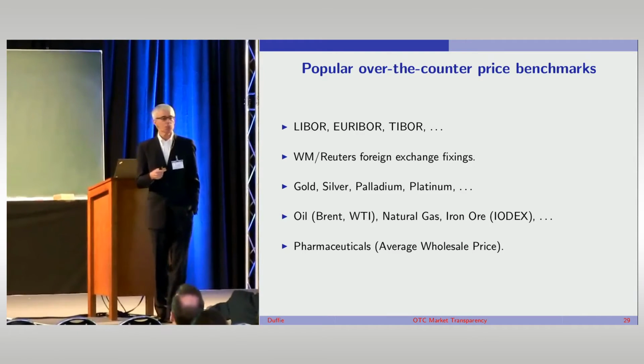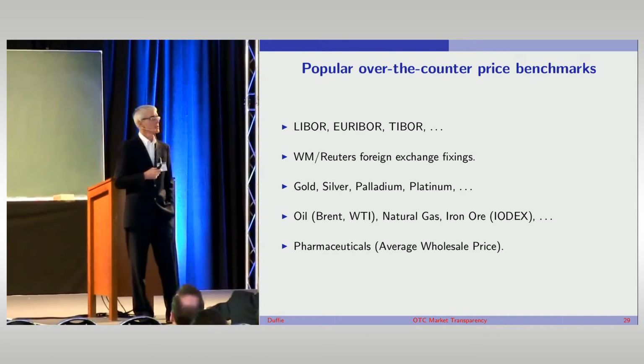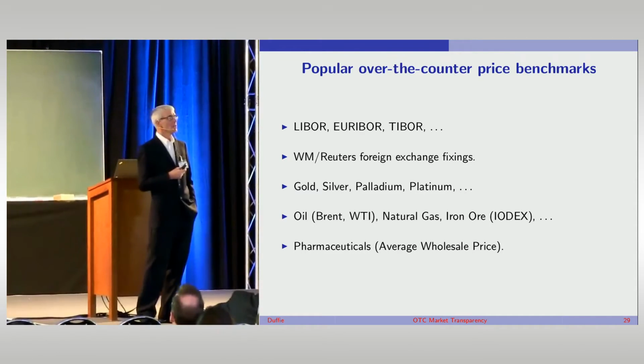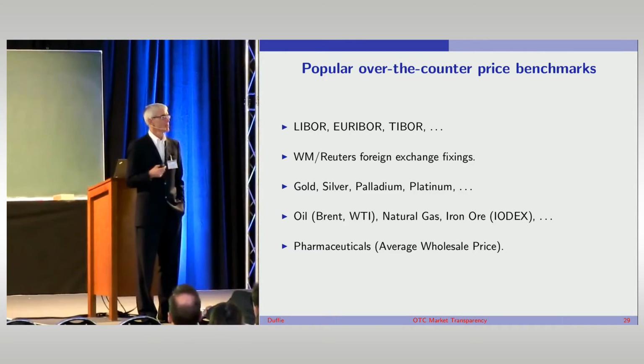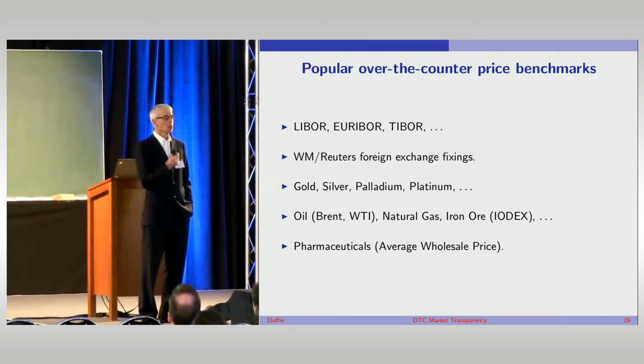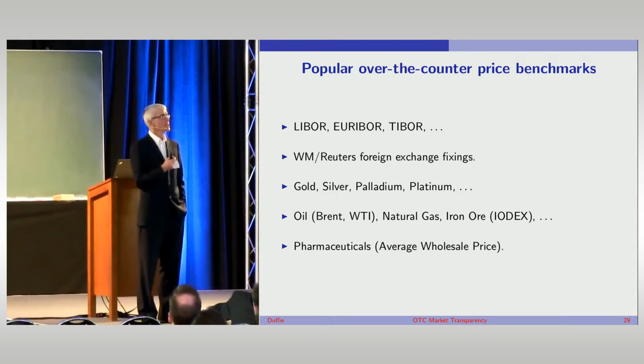And they did that for a number of reasons. In the case of LIBOR and Euribor, it's believed that the banks distorted their reports because they didn't want, in the financial crisis, to reveal that they were borrowing money at very high interest rates.